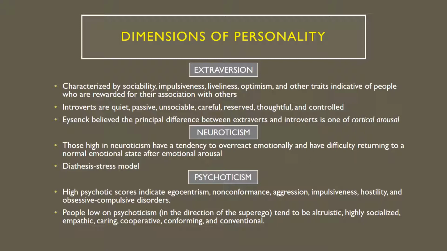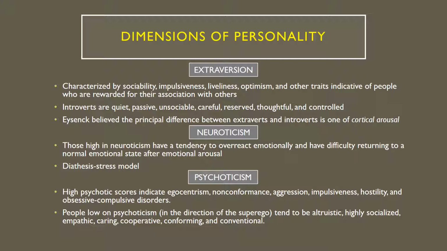Those high in neuroticism have a tendency to overreact emotionally and have difficulty returning to a normal state after emotional arousal. Eysenck accepted the diathesis stress model of psychiatric illness, which suggests that some people are vulnerable to illness because they either have a genetic or have an acquired weakness that predisposes them to an illness. This predisposition, the diathesis, may interact with stress to produce a neurotic disorder.